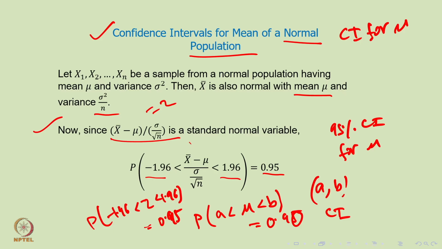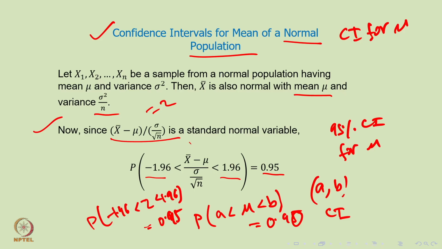And now, can you try to answer the question: how can you have only mu in the middle? Now the answer is simple. You adjust this entire equation such that you only have mu in the middle, but otherwise the entire probability and this 0.95 on the right hand side stay the same.